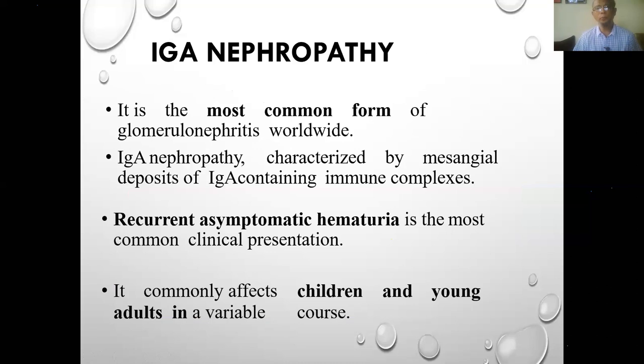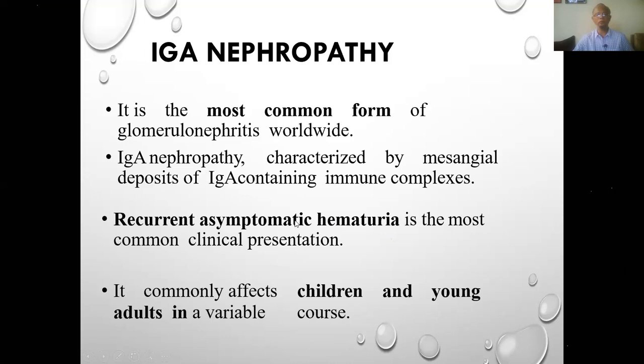Now comes to another important glomerulonephritis, that is IgA nephropathy. It is the most common form of glomerulonephritis worldwide in adults. IgA nephropathy is characterized by mesangial deposition of IgA containing immune complex. Recurrent asymptomatic hematuria is the most common clinical presentation. So you note this one, that is recurrent asymptomatic hematuria is the most common clinical presentation in IgA nephropathy. It commonly affects children and young adults in a variable course.